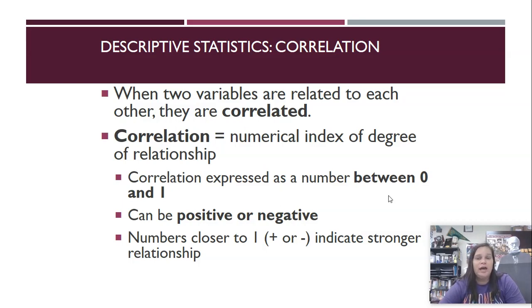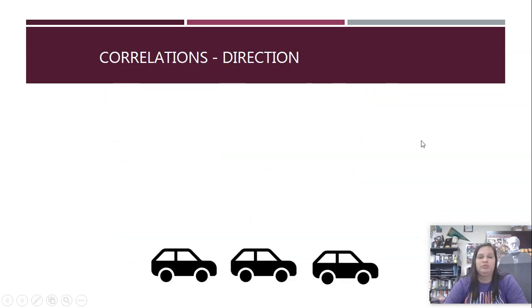We can measure how much they are correlated with a numerical index of their degree of relationship. It is always going to be expressed as a number between 0 and 1, and that includes 0 and -1, but it will never be above 1 or -1. We can say a correlation is positive or negative, and we don't mean good or bad. We just mean the direction of the relationship. But generally, if it is closer to 0, it is a weak relationship, and if it is closer to 1 or -1, it's a stronger relationship.